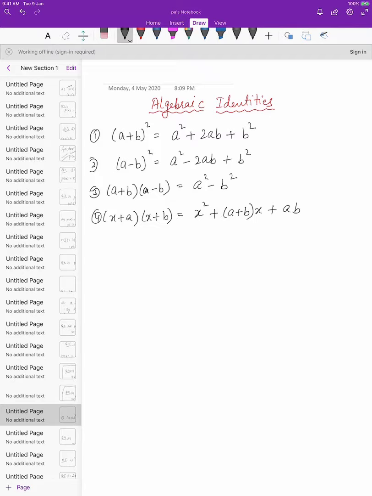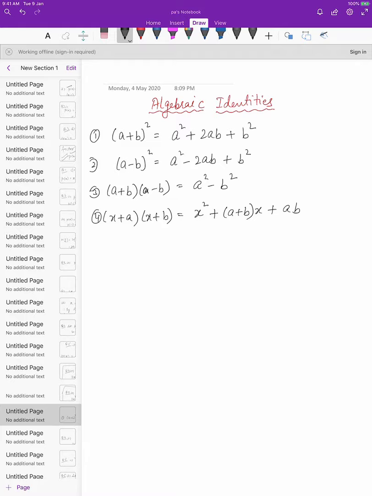So today we are going to start with the algebraic identities. Children, you have already done 4 algebraic identities in class 8th. So in today's class we are going to discuss the same 4 identities that we did in class 8th in little more detail. Now the first identity is (a plus b) whole square.